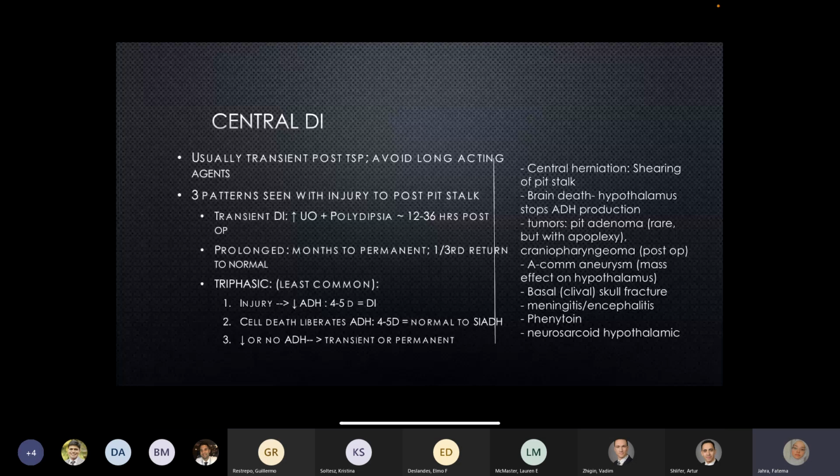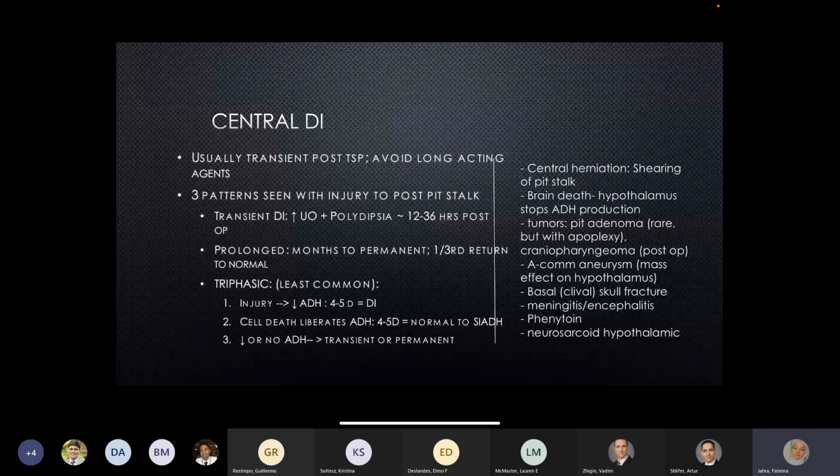There are three types that are commonly seen after surgery. You have the transient one, which is mostly seen, where it's just transient DI post-op. We do 1 or 2 doses of DDAVP and it's gone. There can be some people who go into prolonged DI and they need DDAVP forever. We've had a few patients like that. And the triphasic actually is the least common. I thought it was always triphasic. So I'm kind of learning a lot.